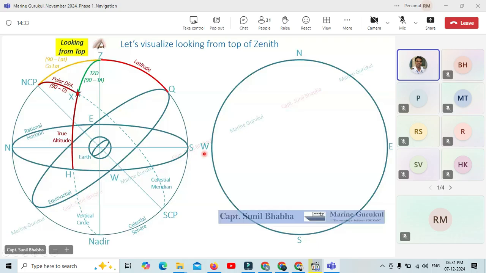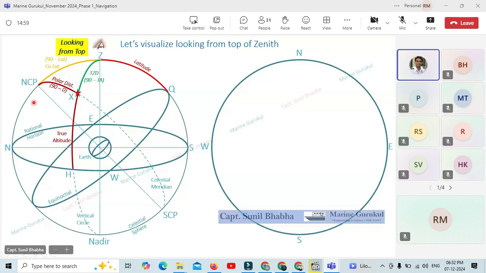Now you see, going from north up to the north celestial pole, from the north celestial pole going up to the zenith, up to Q point and up to S point, this is going to look like a straight line joining the N and S points.